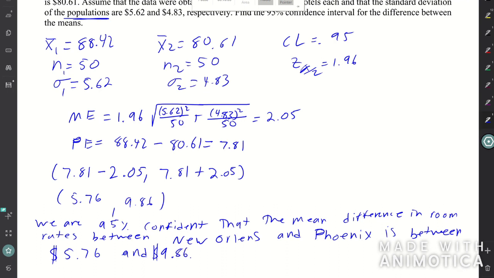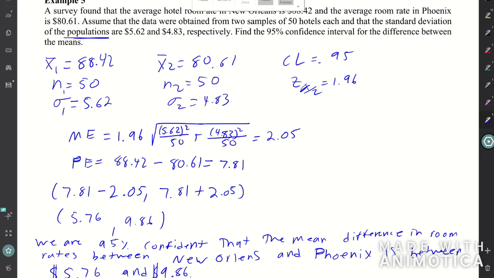Notice that this interval is totally positive. There's no negative numbers, which means that even though we don't know for sure, we know that 95% of the time, the room rates in New Orleans are going to be higher than those in Phoenix, because our interval is always positive, and we took the average hotel room rate for New Orleans and subtracted that of Phoenix and got a positive number. Which is what we would expect because a lot more people are going to travel to New Orleans than probably Phoenix, and so they're going to be more popular and the rooms will cost more there.